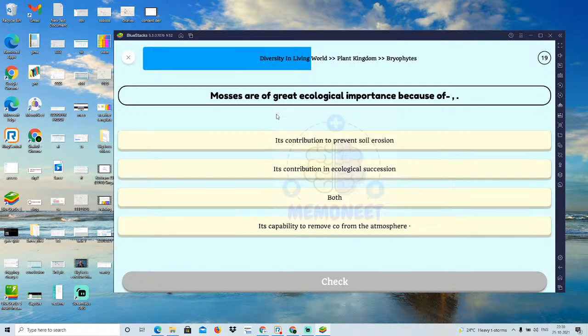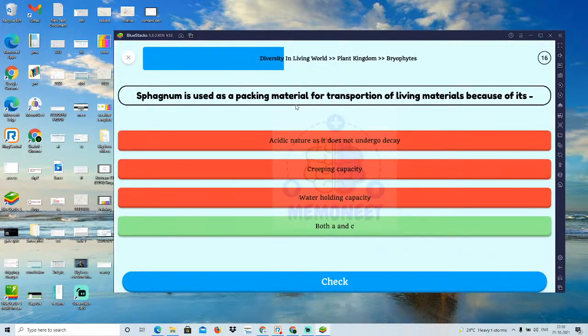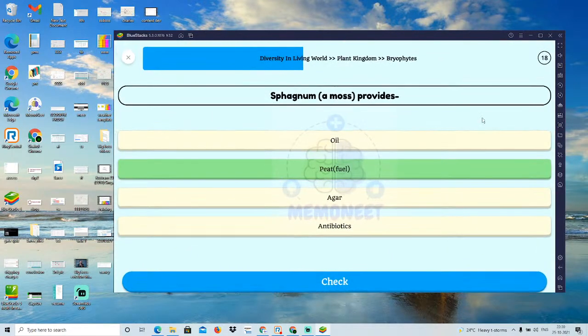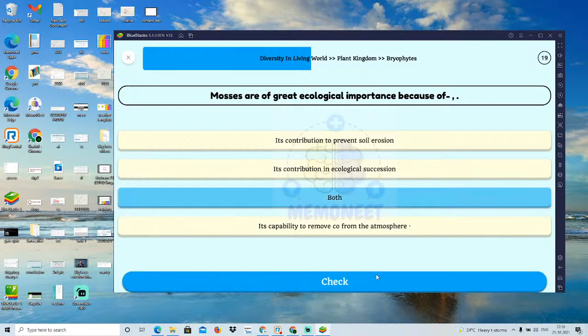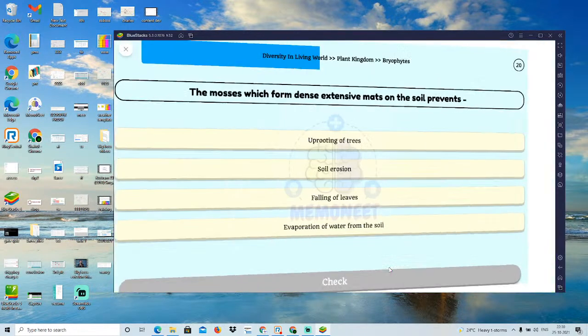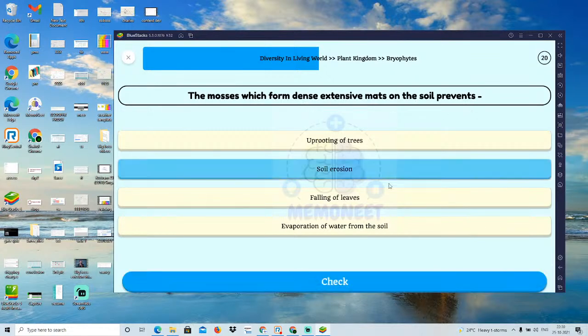Mosses are of great ecological importance. I guess I'm just getting confused here. No, it's all fine. Okay, mosses are of great ecological importance because of their contribution in ecological succession. Yes, soil erosion, both. Right. So the mosses which form dense extensive mats on soil prevent soil erosion. Simple.